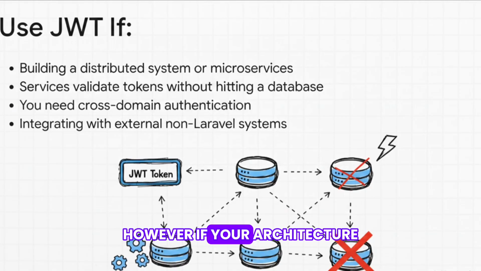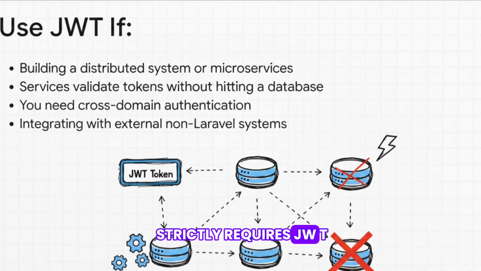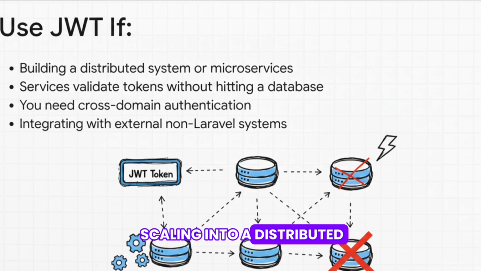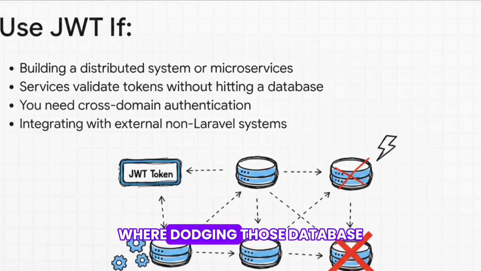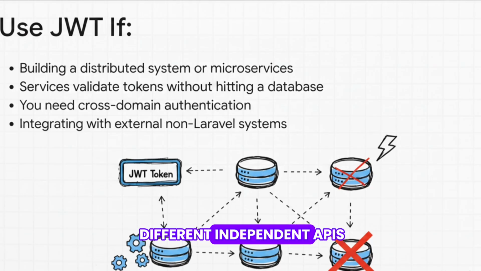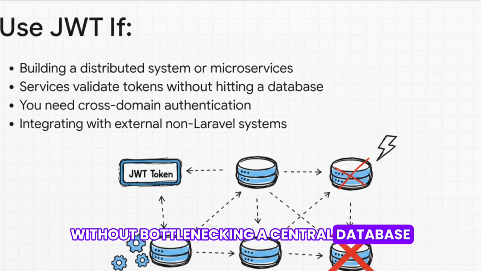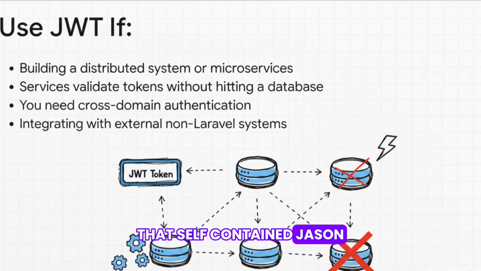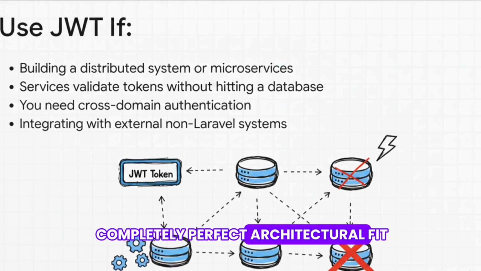However, if your architecture strictly requires JWT, then by all means use JWT. Specifically, if you are scaling into a distributed microservices architecture where dodging those database reads is absolutely critical for performance, JWT is 100% the tool for the job. If you've got 5 different independent APIs that all need to verify a user's identity without bottlenecking a central database, that self-contained JSON Web Token is a completely perfect architectural fit.